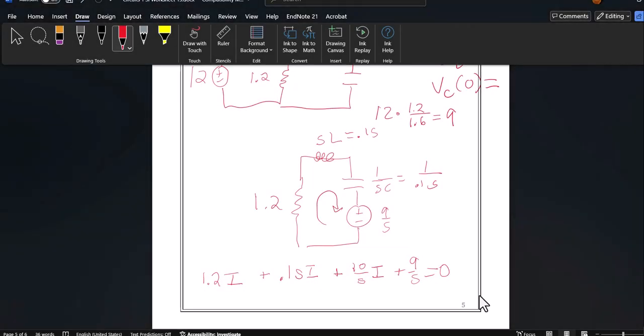So that SL just acts like a resistor. They all act like resistors. And so once you put them in the S domain, everything acts like a resistor. It is bizarre. Okay.